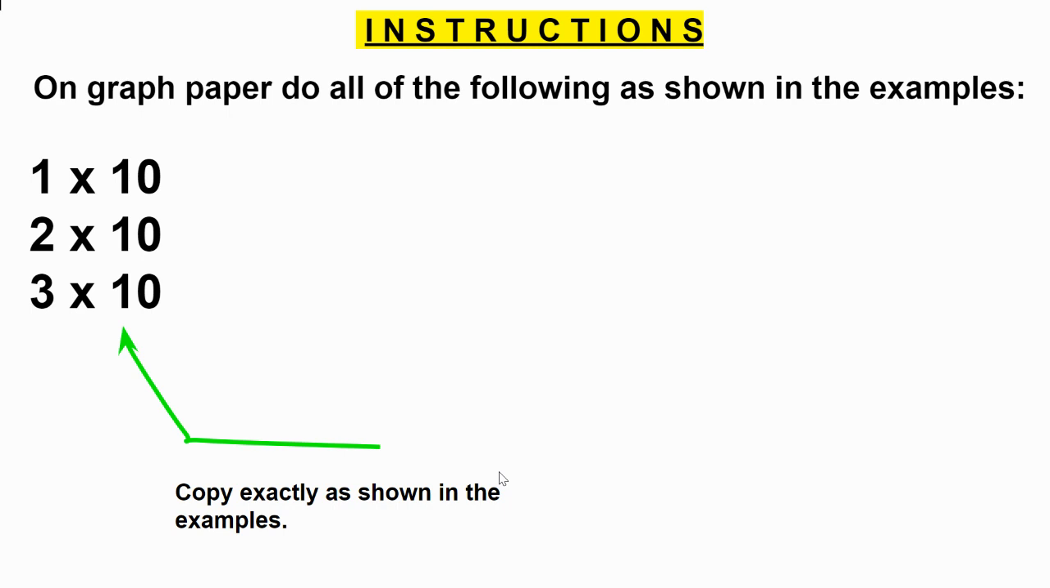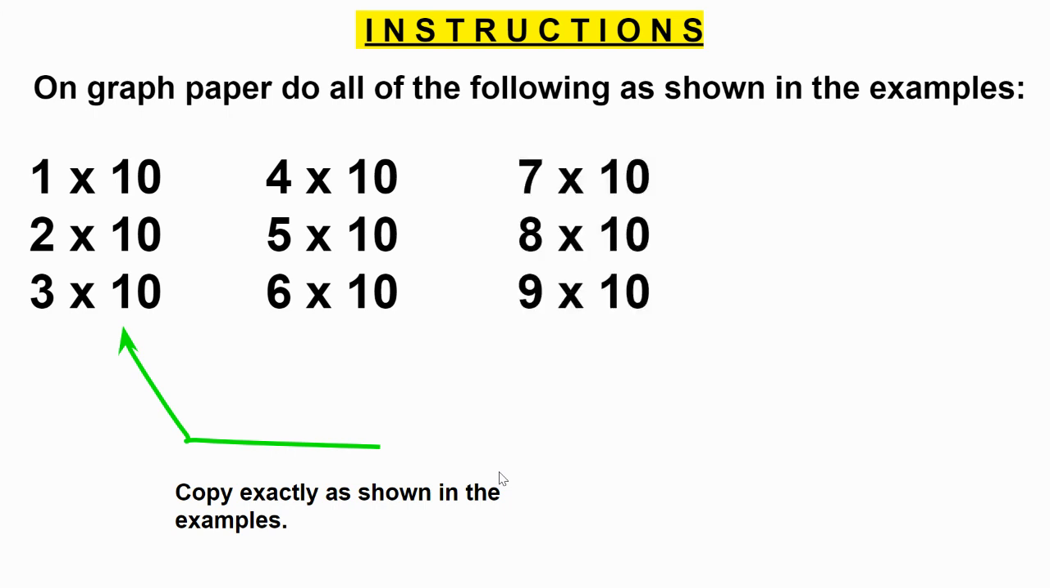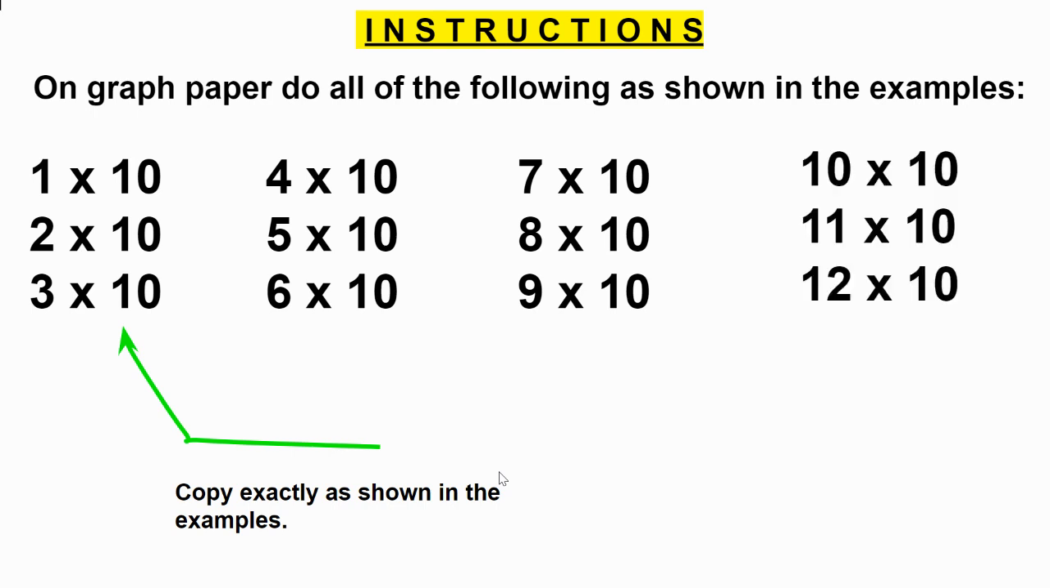After you've completed those, you're going to do a 4 times 10, a 5 times 10, and a 6 times 10. Keep going. A 7 times 10, an 8 times 10, and a 9 times 10. And 3 more, you're going to finish it up with a 10 times 10, an 11 times 10, and a 12 times 10. So you're going to do all of what we've shown for all of those.